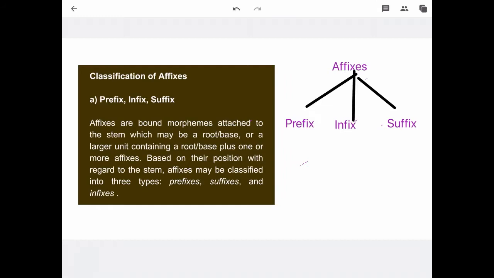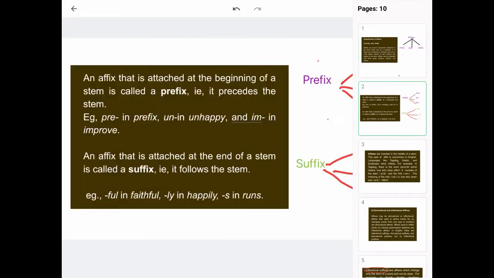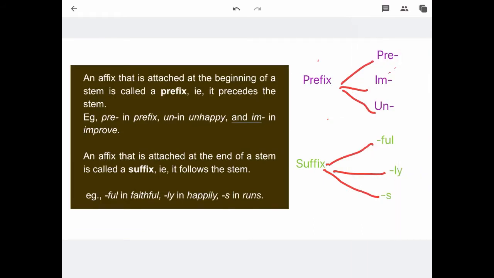So based on their position with regard to the stem, affixes may be classified into three types: prefix, infix, and suffix. Let's see. What's a prefix then? An affix that is attached at the beginning of a stem is called a prefix, which means it precedes the stem.